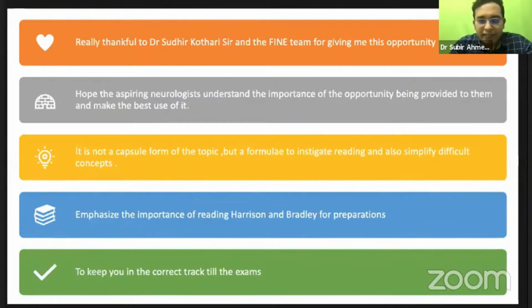And I'll tell you again and again that it's not a capsule form of the topic. That is, stroke was done, dementia was done. It's not a capsule form. It is to make you read Harrison and Bradley topics, to make the difficult concepts palatable and very easy for you when you read the textbooks, and also to emphasize the importance of reading Harrison and Bradley for the preparation of your exams, and also to keep you on the correct track till your exams.